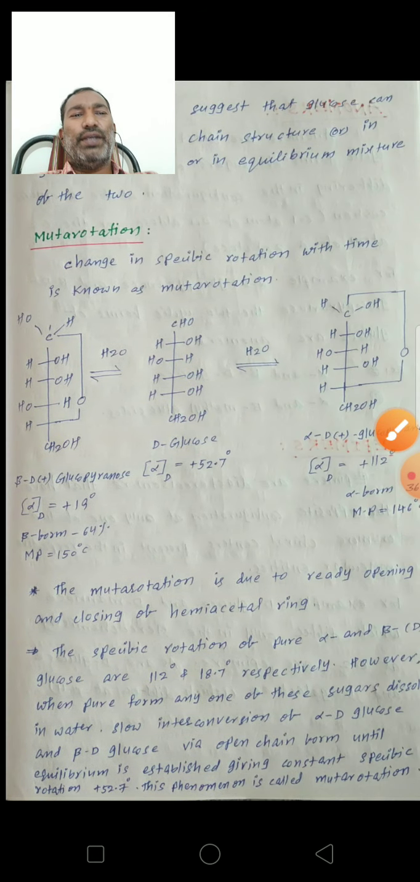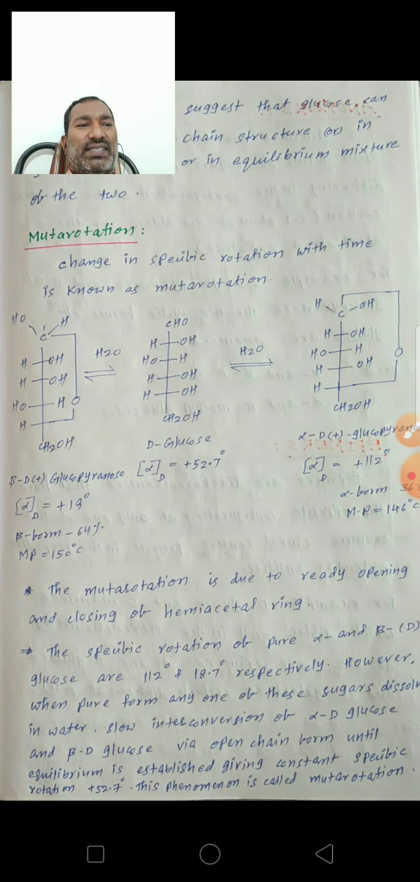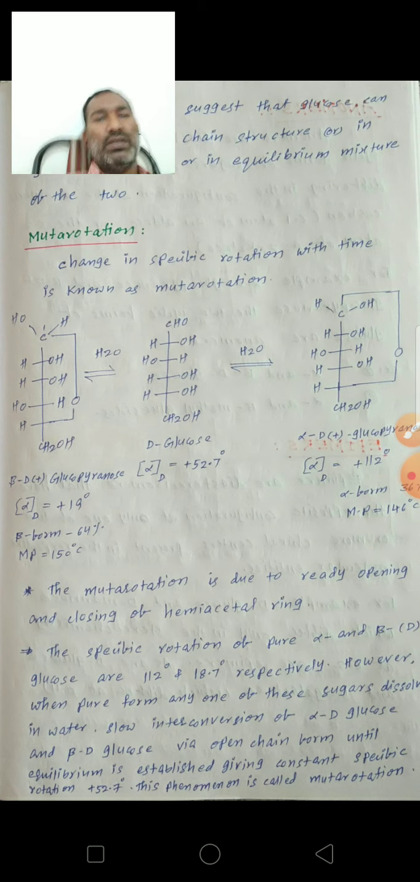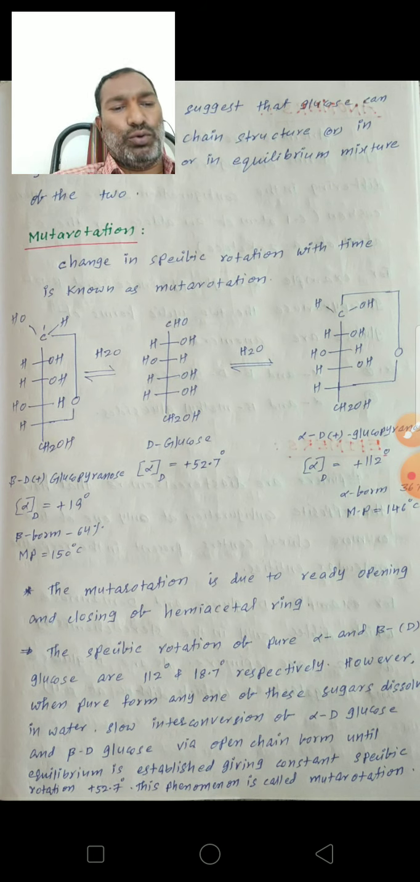So the above facts suggest that glucose can exist in the straight chain structure, or in the cyclic structure, or in an equilibrium mixture of cyclic and straight chain structures. This is the cyclic structure of glucose.